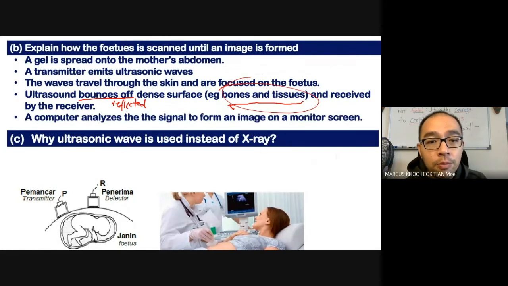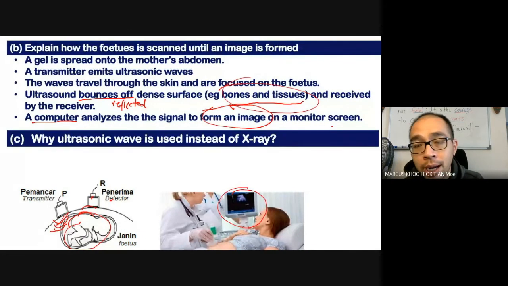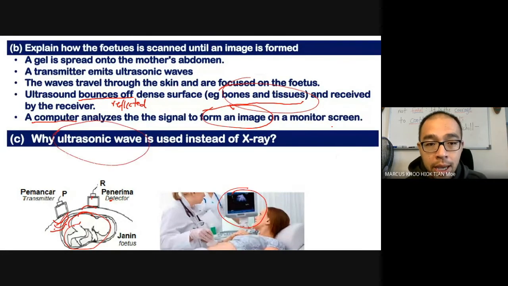Then there's a computer over here that analyzes the signal and forms an image on the monitor screen. So the basic idea is this: the wave is sent by the transmitter, reflected by the fetus back to the detector. The detector sends the signal into the computer and the computer analyzes the signal to form an image.